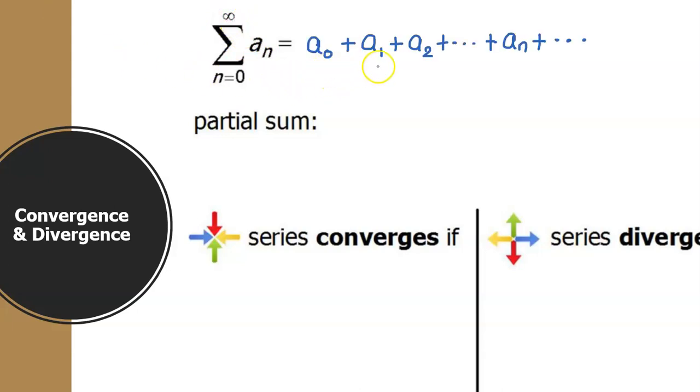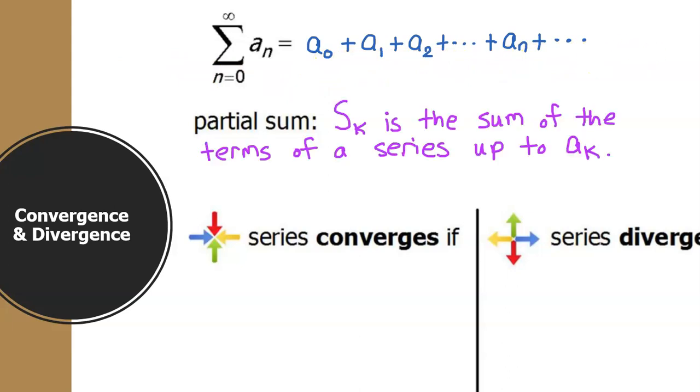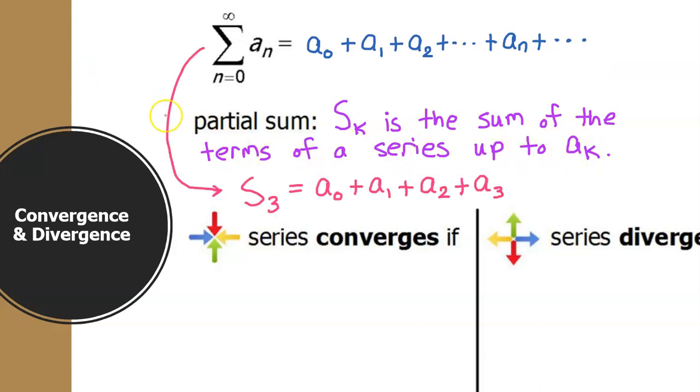You can write an infinite series in sigma notation by putting an infinity on the top. This series is the sum of all terms a_n stretching out forever. Partial sum S_k is the sum of all terms of a series up to a_k. For example, for the series above, S_3 is the sum of all terms up to a_3. Notice that even though this is called S_3, it actually has 4 terms, including a_0.